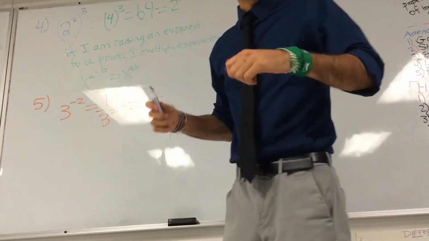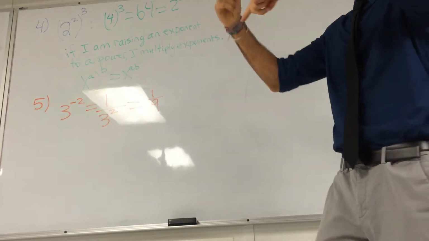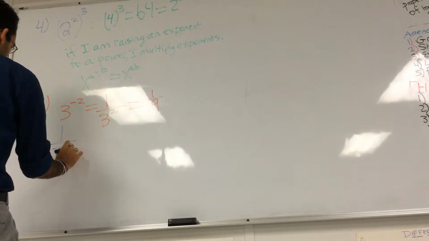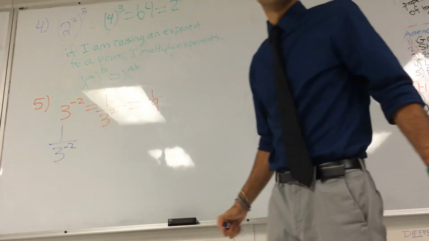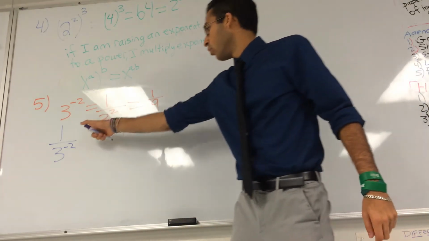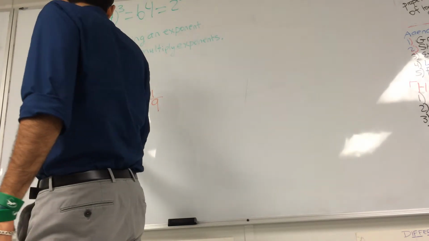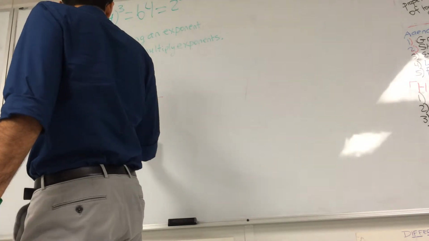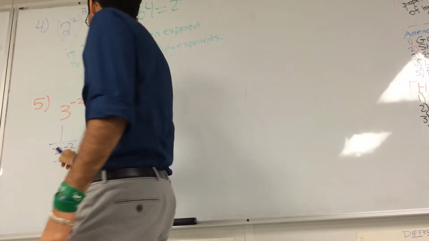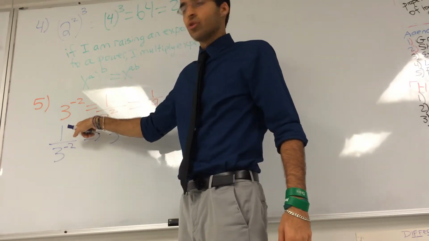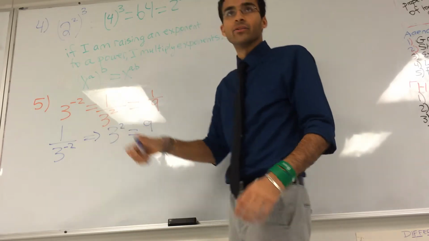Yeah. Now, this works the other way too. If I had 1 over 3 to the negative 2, if I had 1 divided by 3 to the negative 2, that equals 3 to the positive 2, which equals 9. So you flip the negative exponent and bring it upstairs, or if it's upstairs, you bring it downstairs.